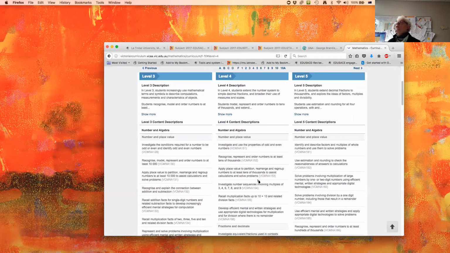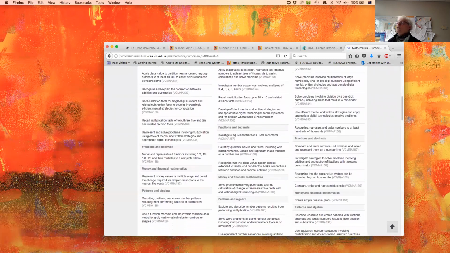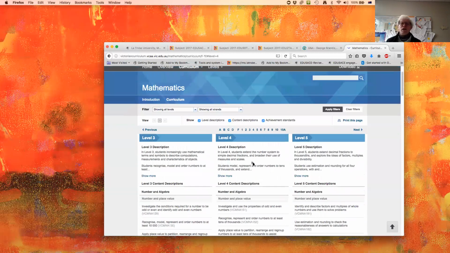Ah, lovely. So level 4, investigate and use the properties of odd and even numbers, recognise, represent numbers at least to tens of thousands. So you cruise through these details to find something that fits with the concept that you're putting forward for your lesson plan, for your unit. It's an ocean of ideas and resources. Gather the evidence, put the evidence in your work so that it convinces me that you know how to look around here and how to connect it in meaningful and engaging ways to the arts. And that will be good for now.